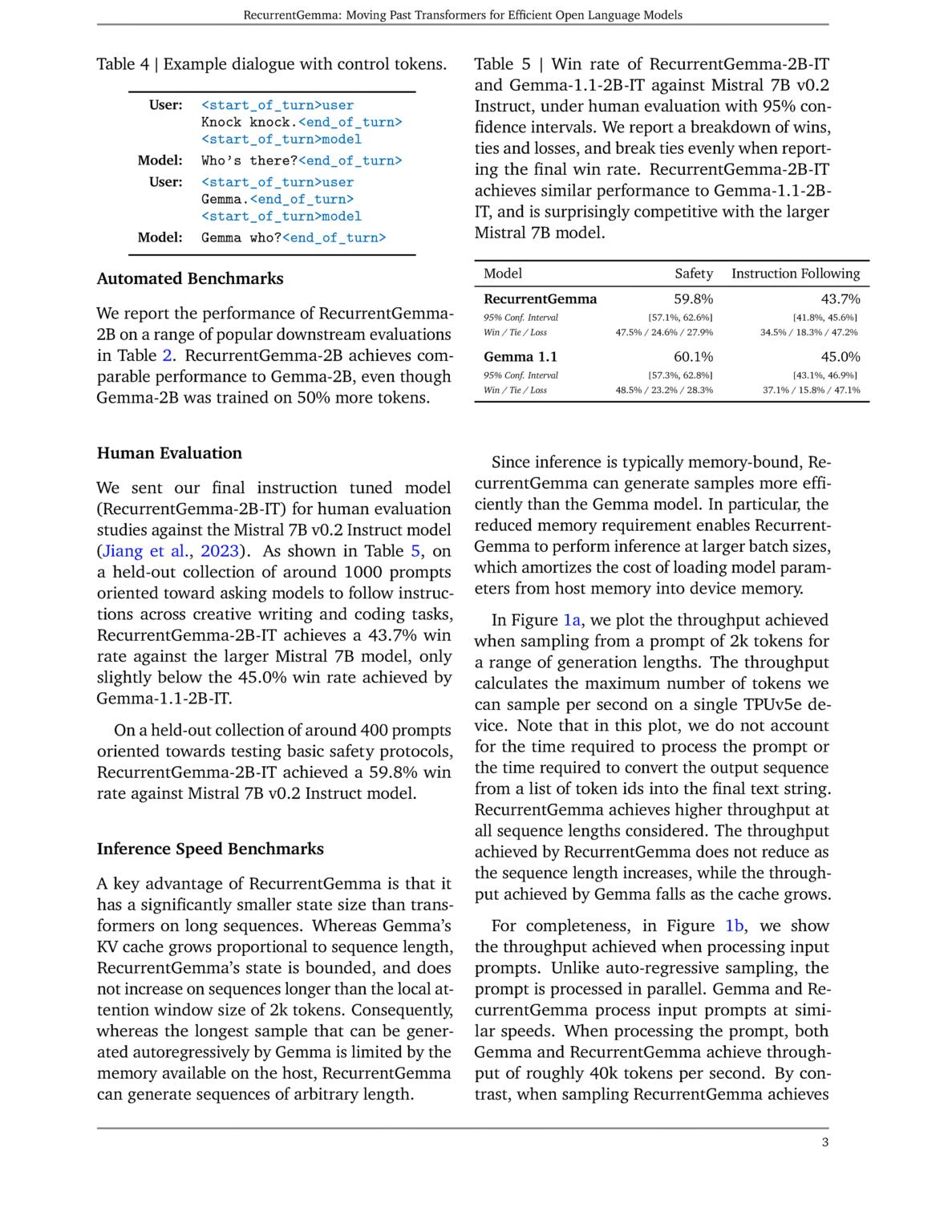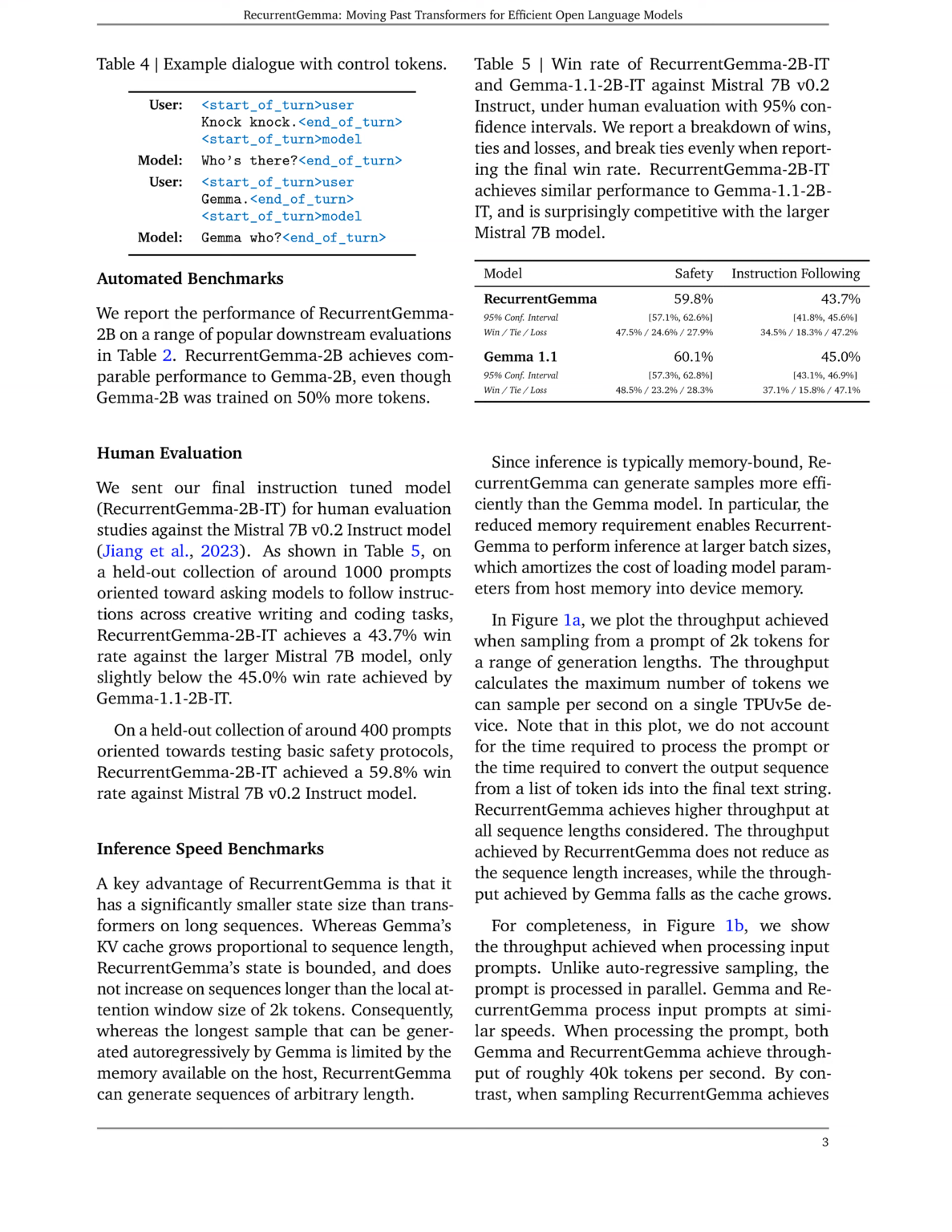For human evaluation, the final instruction-tuned model, RecurrentGemma-2B, was subjected to human evaluation studies against the Mistral 7B v0.2 Instruct model. The evaluation involved around 1,000 prompts focused on asking models to follow instructions in creative writing and coding tasks, where RecurrentGemma-2B achieved a 43.7% win rate against Mistral 7B.